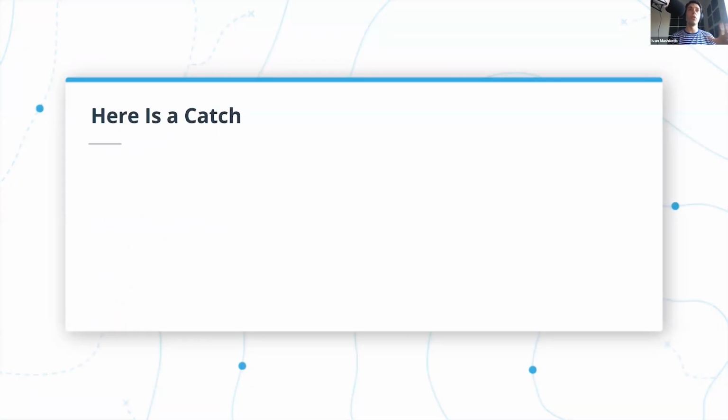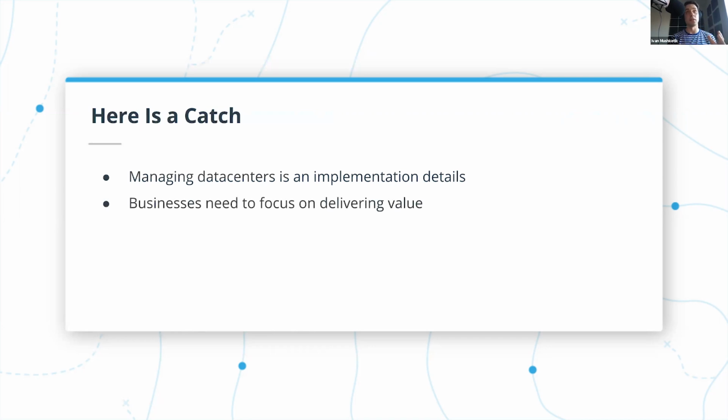So of course, all of this can be done, and it was done by different companies. But here is the catch. Why don't we do this anymore? Why don't we want to do this anymore? The thing is that our users don't care about data centers. They care about how an application works, and for them, the data center is an unimportant implementation detail. And as a business, we need to focus on delivering value for our customers. Managing infrastructure requires time, it requires money, and it takes attention away from actually improving the product.